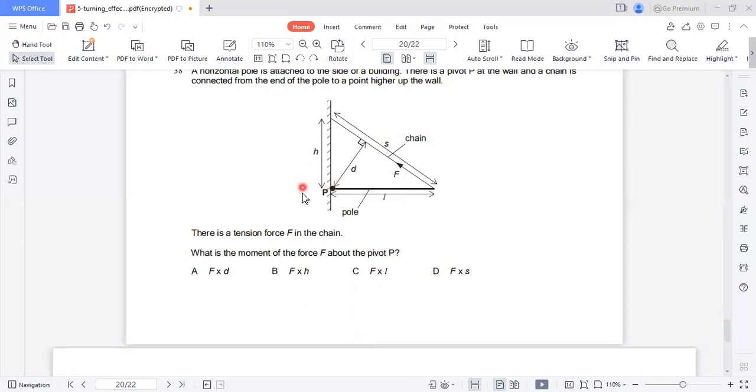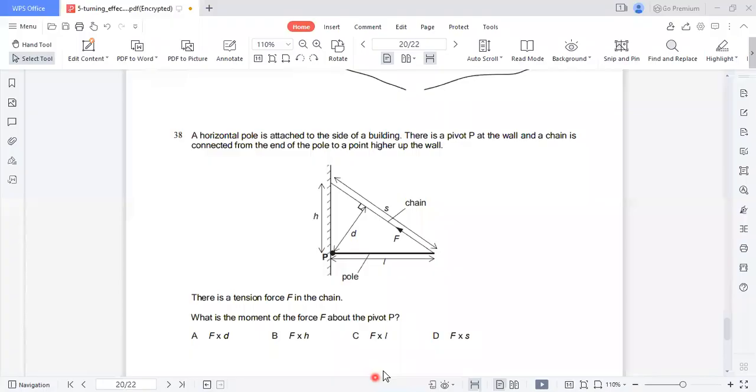One second. Sorry, I misread something. The pole is a horizontal pole, and there is a pivot P at the wall. The chain is connected from the end of the pole to the wall. Previously I thought the chain was connected differently, but I was wrong. The chain is here, and this is a tension force in the upward direction.